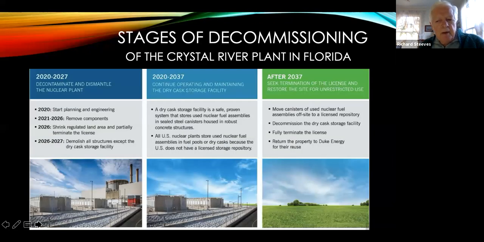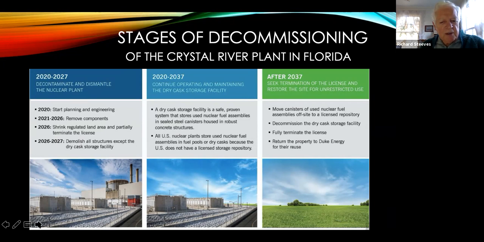Duke Energy has put this up on their website as an example of the stages. For the first 20 years, decontamination began this year. They were planning it, and they're going to remove the components over the next 6 years, shrink the regulated land area because it's huge, and demolish all structures except the dry cask storage facility, which I'll show you in the next slide. They'll continue operating and maintaining the dry cask storage facility for the next 17 years. And then after 2037, they're dreaming, at least, of this happening. I'll be a bit skeptical if it turns into something this lovely, but it might. Anyway, it's an interesting idea.